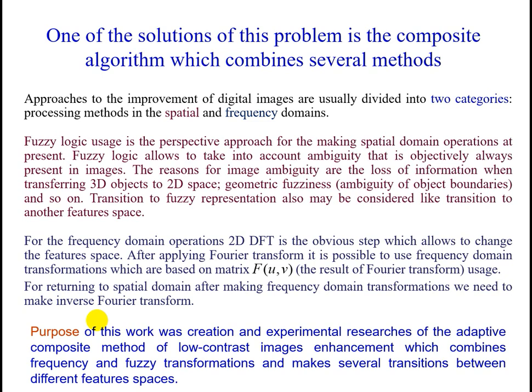For the frequency domain operation, the digital Fourier transform is the obvious step which allows changing the feature space. After applying the Fourier transform, it is possible to use frequency domain transformations which are based on matrix F, the result of the Fourier transform. For returning to the spatial domain after a frequency domain transformation, we need to make the inverse Fourier transform. The purpose of this work was the creation and experimental research of an adaptive composite method of low contrast image enhancement, which combines frequency and phase transformations and makes several transitions between different feature spaces.